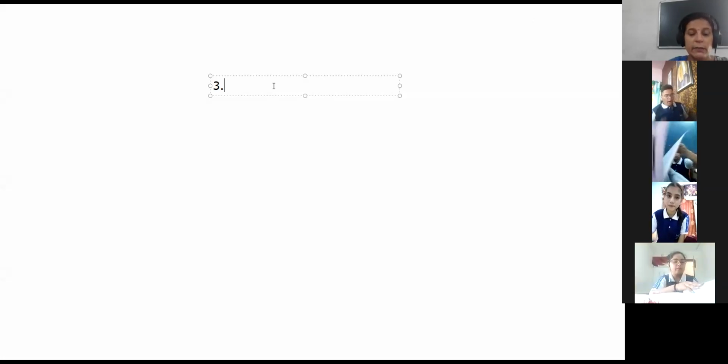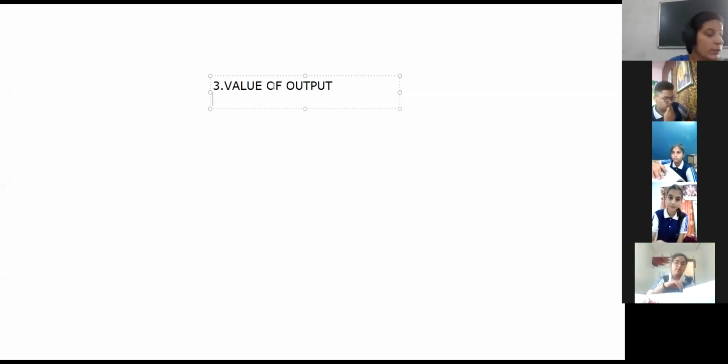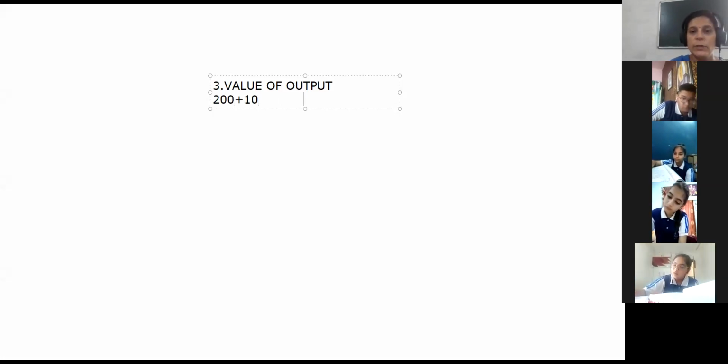Okay, so first we will need value of output, which is given over here, that is sales, and value of output is not given. We have to calculate it by adding sales and change in stock. Change in stock is given as 10, so it will be 200 plus 10. Okay, it will come out as 210. This is our value of output.